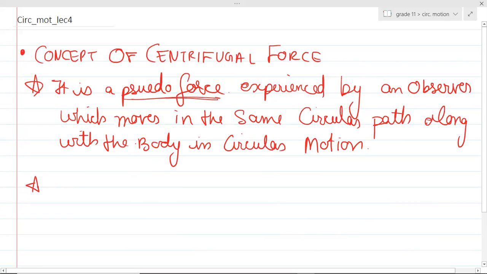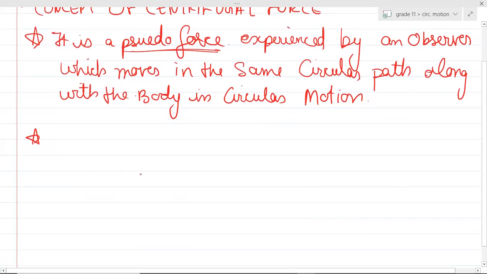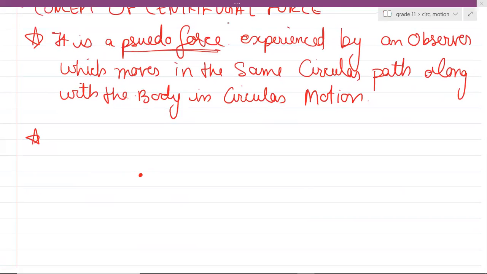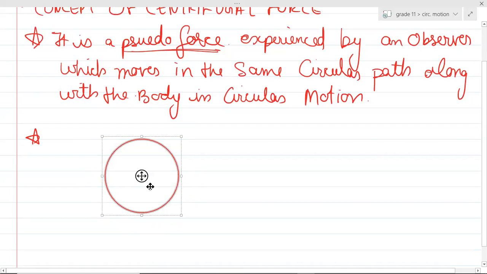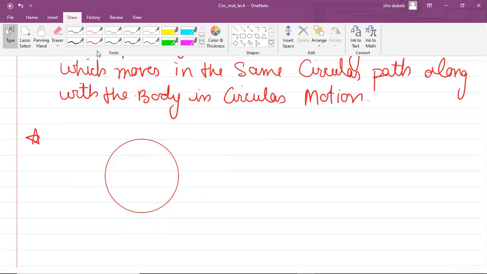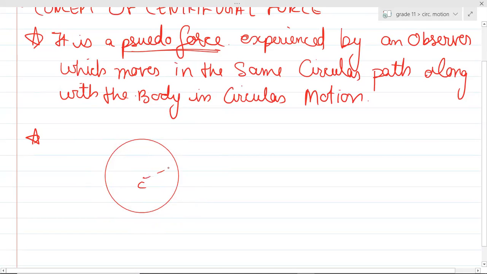The observer is also moving in the same path. For example, if this is your circle, and this is the center of the circular path, and this is the object. This object is moving with velocity v, let's say, and the radius is r. Suppose there is another observer standing along with this object. Can you see, when this object is rotating, the observer is also rotating with the same speed and the same radius? So the observer is moving in the same circular path along with the body in circular motion.